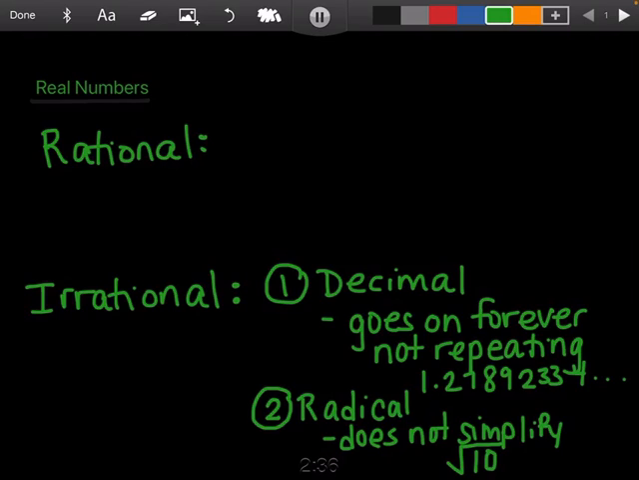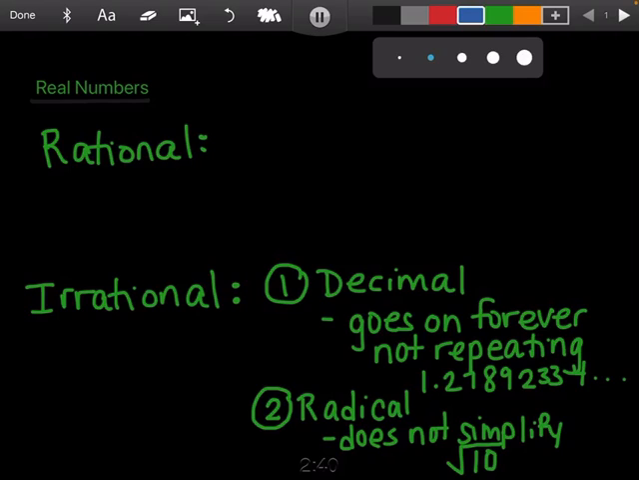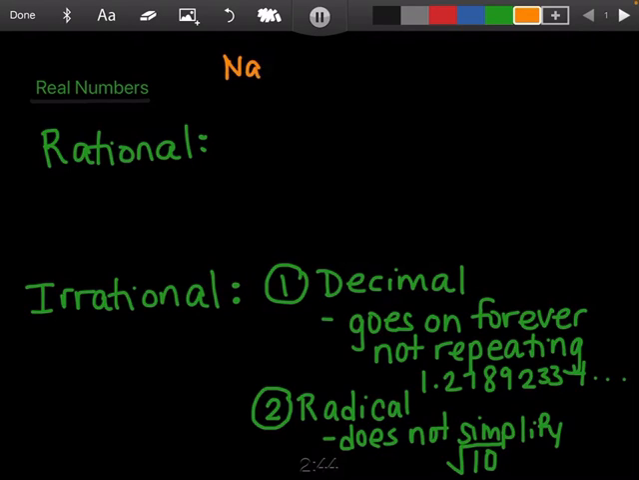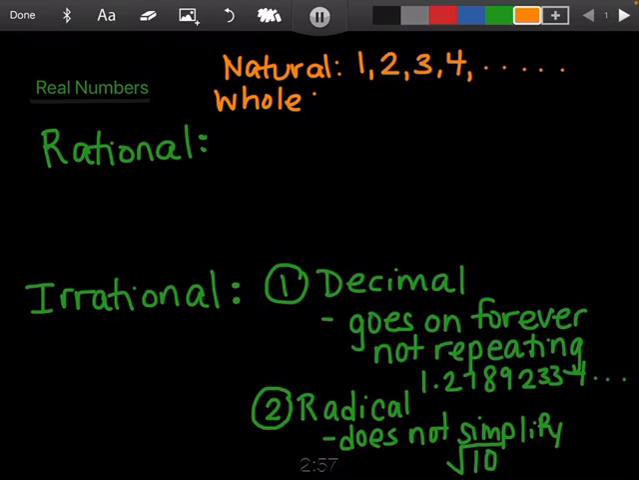So whole numbers, okay, natural numbers. Just a quick recap, you've probably seen these before, but if not, a natural number is any whole number starting at 1. It doesn't include 0, so 1, 2, 3, 4, etc., forever. A whole number is almost the same as a natural number, but it includes 0. So it's 0, 1, 2, 3, 4, forever.